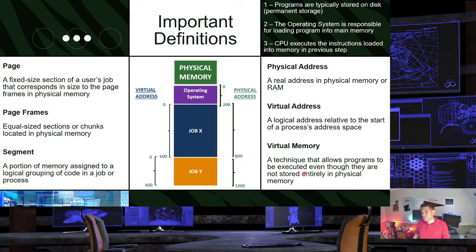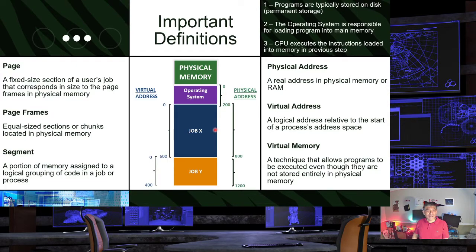Here we have a graphical depiction of your physical memory, this rectangle here. We see that the physical memory is being allocated to 3 different components or programs. The first one being the operating system, the second one being job X, and the third one being job Y. The first component that is taking your memory space in your RAM is the operating system. And as you can see from the numbers on the right, it is taking from physical address 0 to physical address 200.